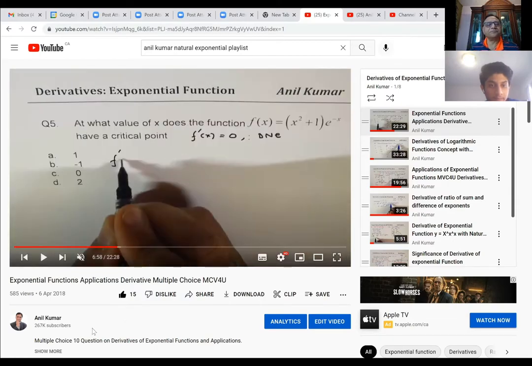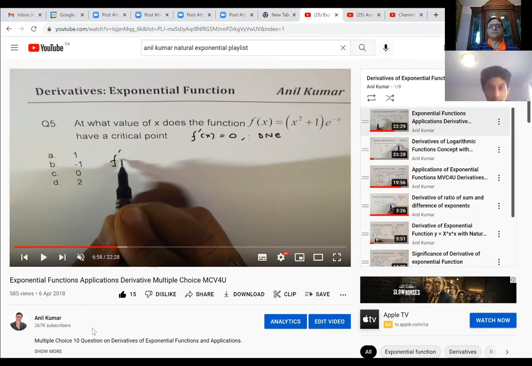Okay, this question. Can you read and answer? At what value of x does the function f of x equals x squared plus 1 times e to the power of negative x have a critical point? Tell me. Right, so you'd have to find the derivative, right? Yes. So using the product rule, it'd be 2x times e to the negative x plus x squared plus 1 times negative e to the power of negative x. Correct.